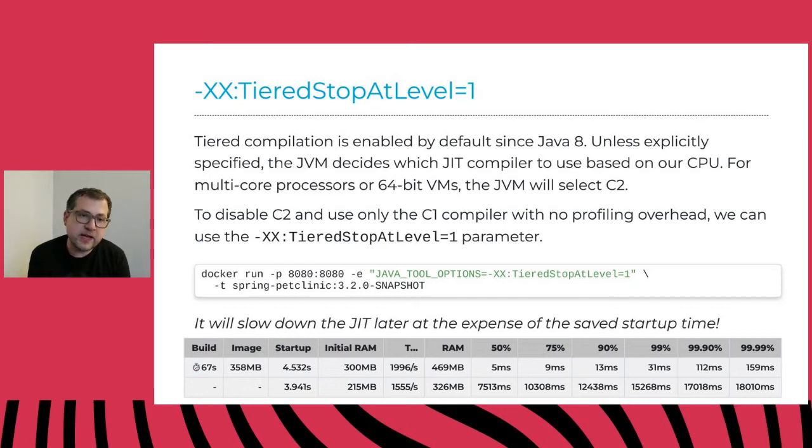So you could say TieredStopAtLevel=1 means C1, but if you go for level 2, level 3 and level 4, you will be in the range of the C2 optimizations. And this parameter usually is used, for example, internally in IntelliJ, when you just start up your Spring Boot app from the IDE, that parameter is appended so that your Spring Boot app starts faster.